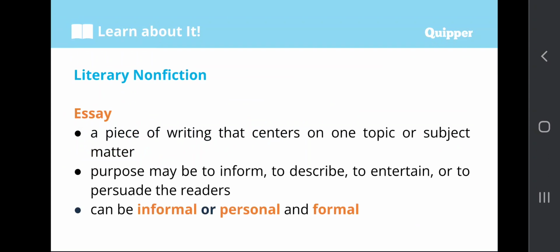Take note also that essays can be informal or personal, or formal. When we are talking about an informal or personal essay, this is relating to you. This is relating to how you write the essay. Free writing style of essay. However, when we are going to talk about the formal essay, this means that we are going to subscribe to a particular notion, to a particular procedure, a system, or a format on how we are going to write our essay comprehensively.